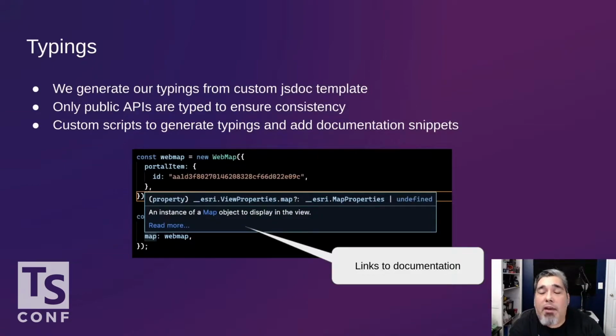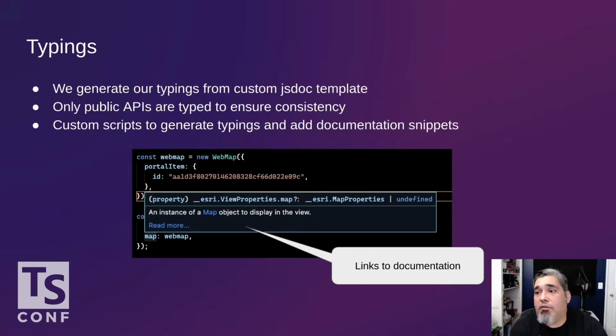Now, our typings are pretty interesting. We actually generate our typings from our custom JSDoc template that we use. And we only provide the public APIs. So we have a lot of internal APIs that we might use to build the JavaScript API, but we don't want to expose all of them. We only want the public APIs exposed, which is why we use the documentation to generate the typings themselves. This ensures some consistency across the board, and there won't be many breaking changes for users if we decide to change something with an internal API or do something a little different.